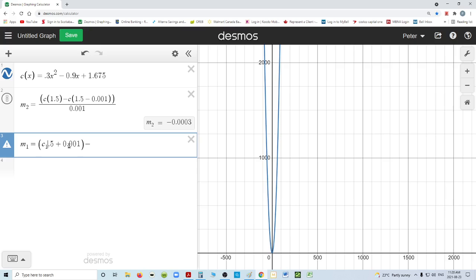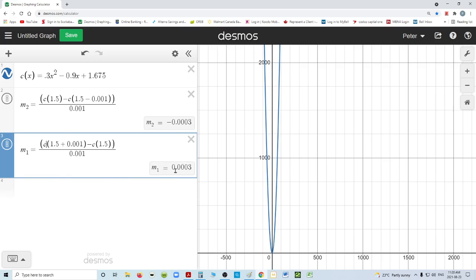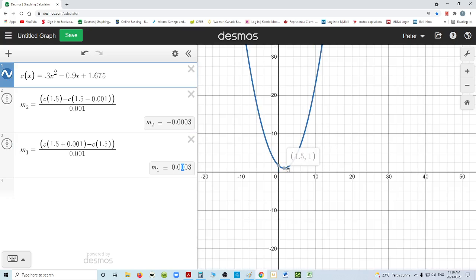Minus C of, and it's not 5, it's 1.5. C of 1.5. So sometimes you can see how tricky they get. And all of it divided by 0.001. Got to get rid of that. And I can see, yes, sure enough, that's negative on this side, positive on this side. And if I zoom in, yeah, the new vertex is indeed there.